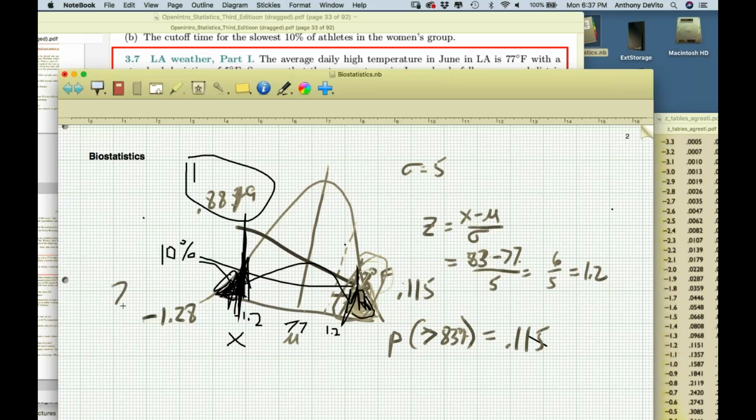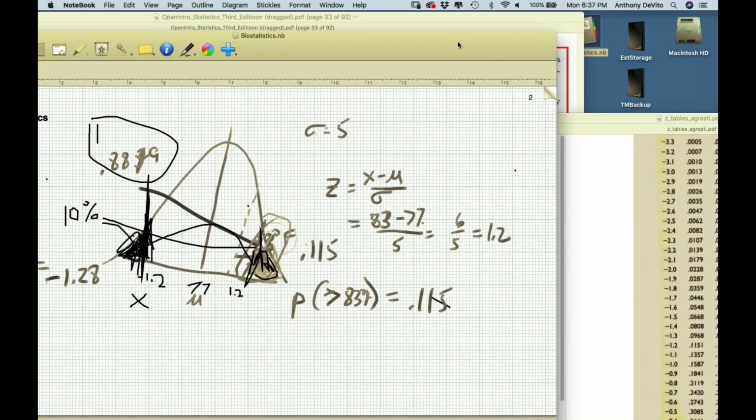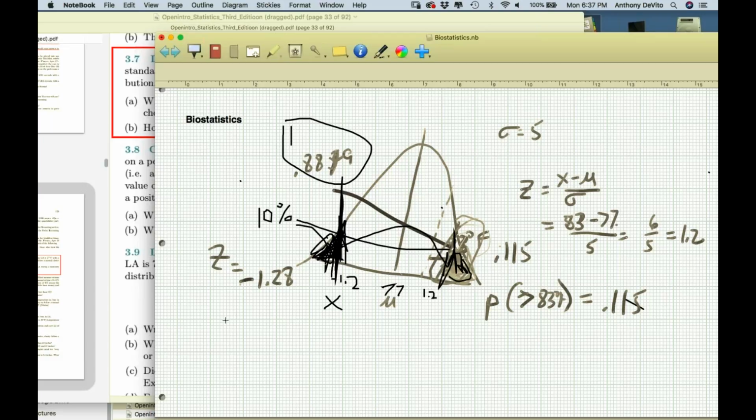That's what the z-score is. But what I want to know is the temperature. I want to know what x is. Well, I can use my formula for the z-score backwards. Okay, how am I going to do that? Well, let's see. Z is equal to x, the temperature I'm interested in, minus the mean over sigma.